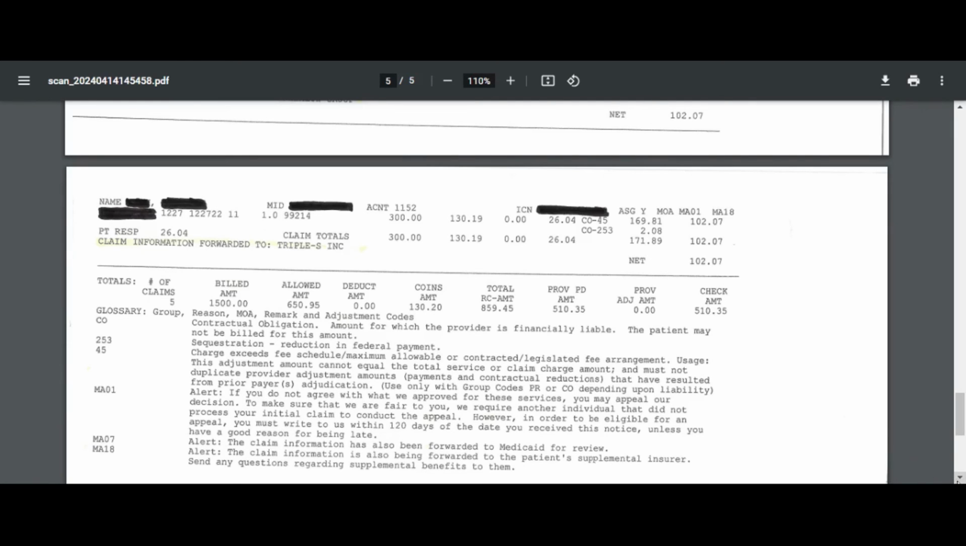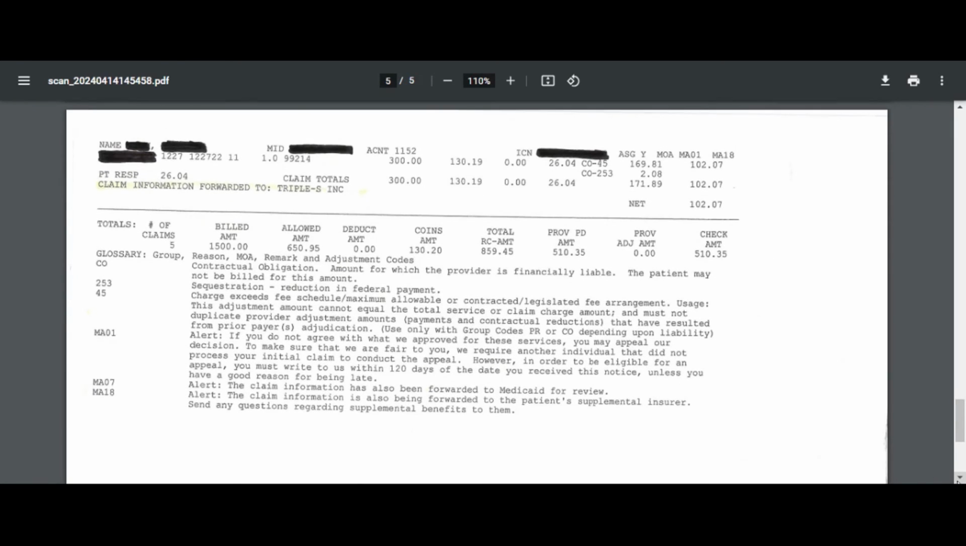And then you have the codes. So the same codes we were speaking about earlier with the MOA and the contractual obligations, these tell you what those mean. Sometimes it can be confusing. You might read it and still not know what it means. But for the most part, they help you determine what you need to do next and why the claims were processed the way they were.